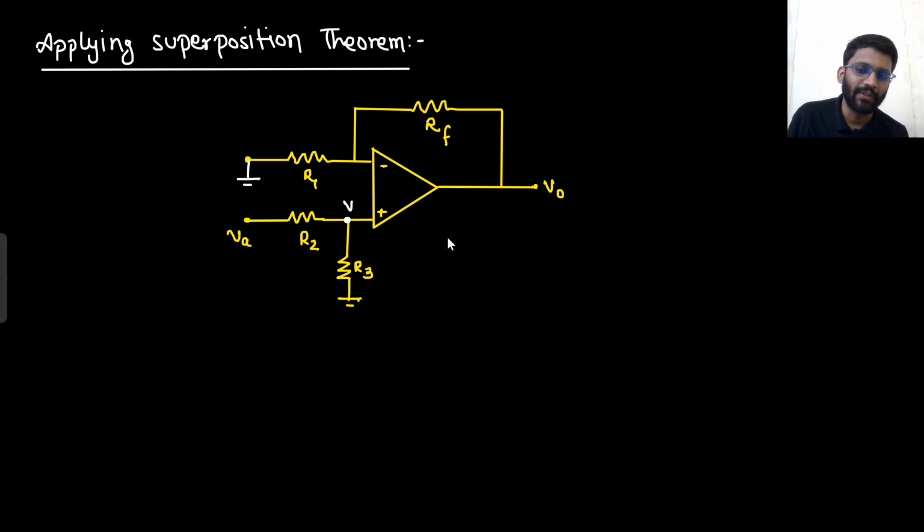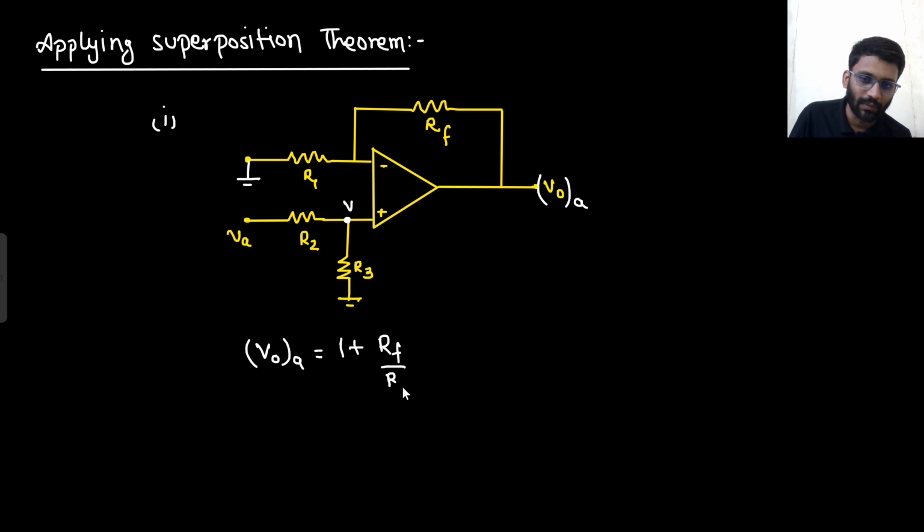Let's just say this node is V. This V node I will be calling V naught A. Why so? Because this is not the final output, since we are applying the superposition theorem. First we are considering only VA, so I am calling this output V naught A. So what will your V naught A be? If this node is V, your V naught A will simply be 1 plus RF by R into V. Say yes or no, right? This I am calling equation 1.